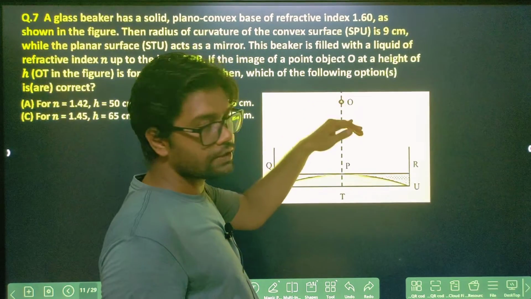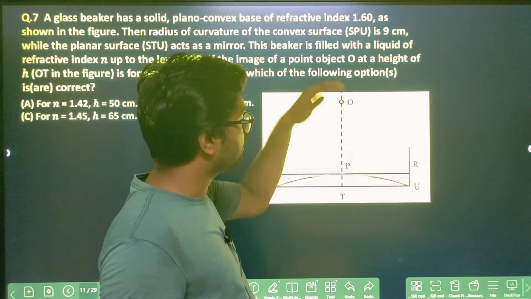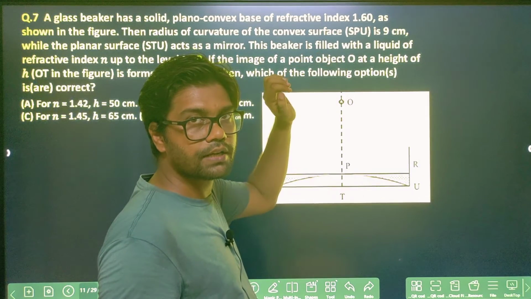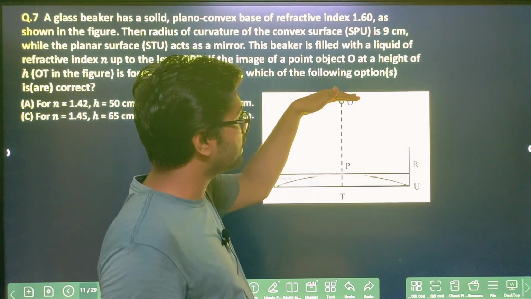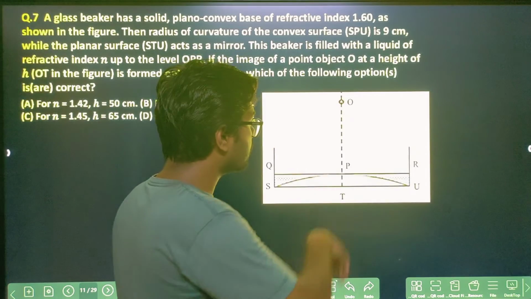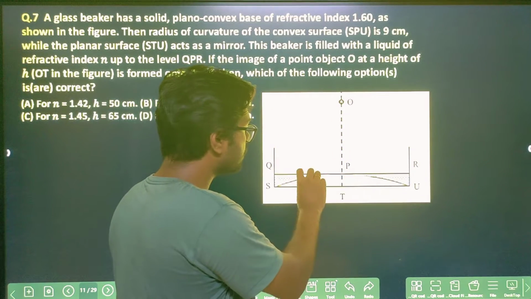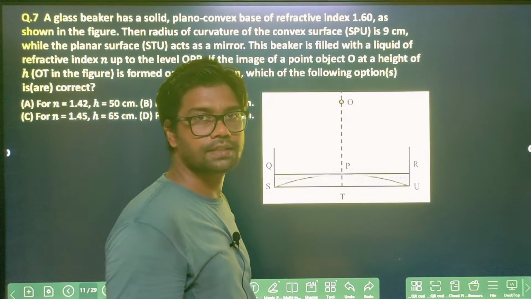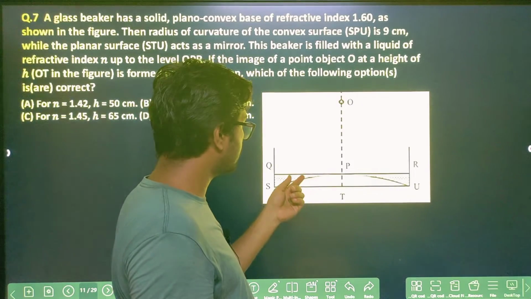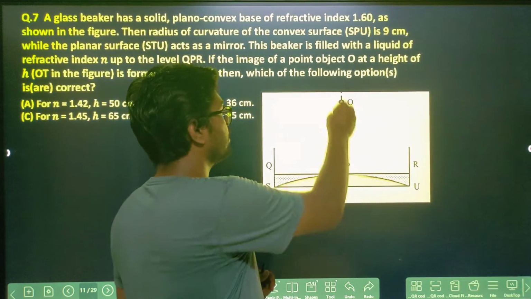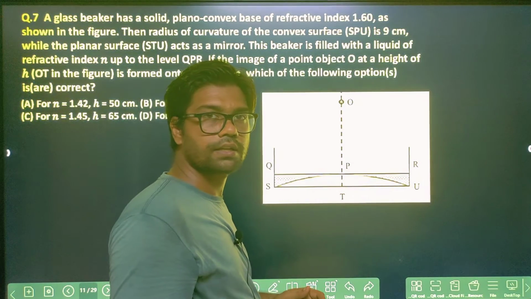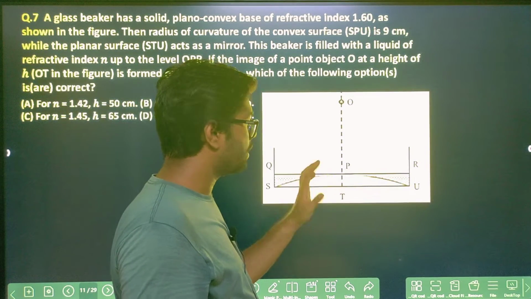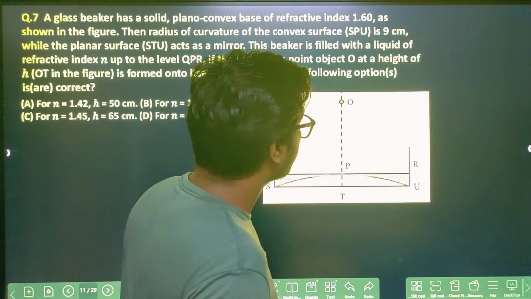If the image is forming at the object, that means it is sitting at the center of curvature, right? And that center of curvature, for these composite lenses, or you can say the net center of curvature, you have to find out for these two lenses. So you can find out easily.